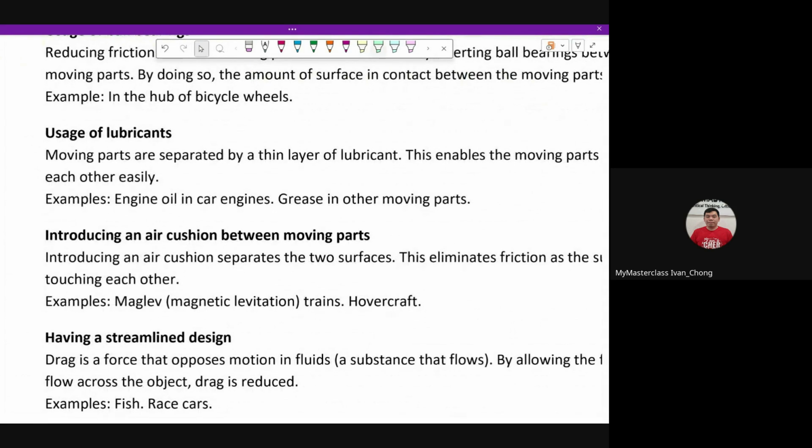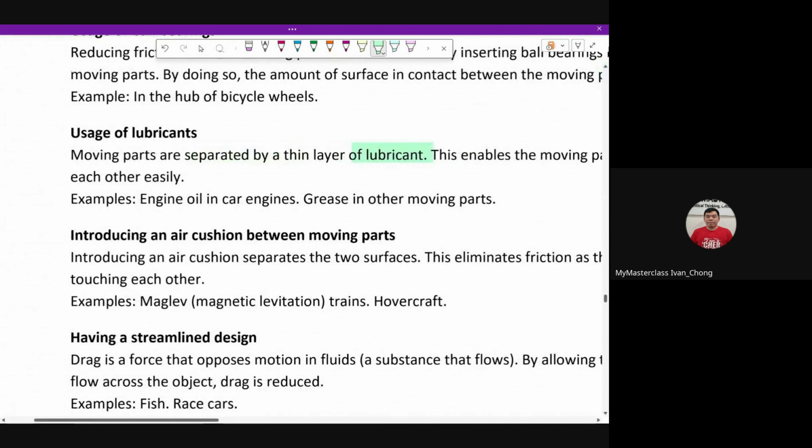So lubricants are another way that you can reduce friction. Basically, they allow surfaces to slide over one another more easily. So your oil, your grease, it can be water. That's why typically at swimming pools, they usually have the wet floor sign telling you, floor is wet, please do not run. That is why if you run at the swimming pool, it's very, very dangerous because you will slide and fall down.